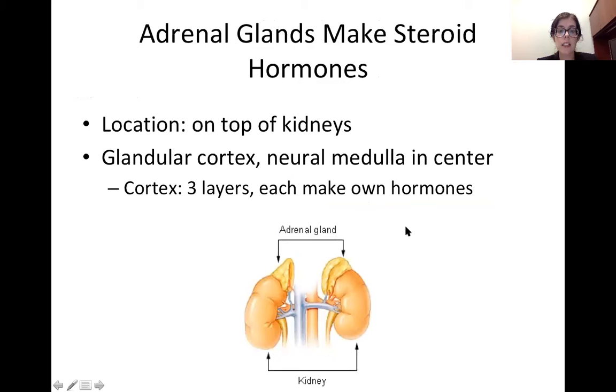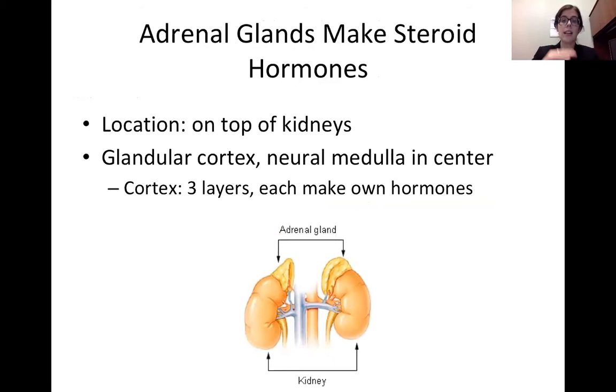The adrenal glands make steroid hormones. So that's the class of hormones we're talking about here. They're located on top of the kidneys. They've got a glandular cortex, an outer layer that really just makes hormones. And then the inner part has some nervous tissue. So that's where we're going to have that interplay with the sympathetic nervous system.